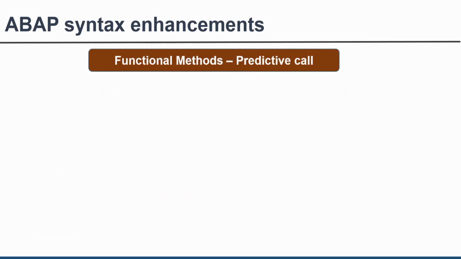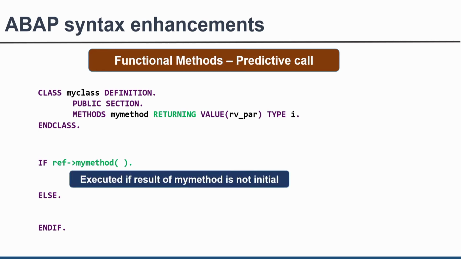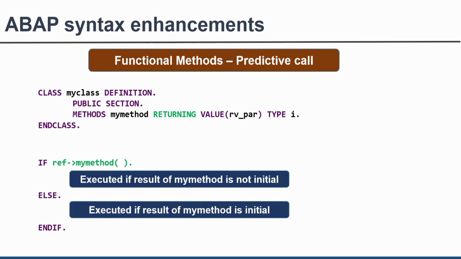Predictive calls. You can have a predictive call of a functional method using a returning parameter. Observe the example given on the screen. The method has a returning parameter of type I. In the if condition, the condition will be true if the result of my method, which is the returning parameter, is not an initial value. Else, it will execute the else part.